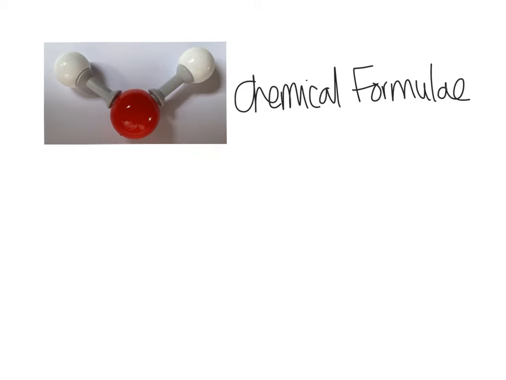You can see that we have got one red atom here. That's what we use to represent oxygen. And then we have two white atoms here. They are used to represent hydrogen. Real atoms don't have colours like this. It just helps us tell the difference. So this chemical contains one atom of oxygen and two atoms of hydrogen.